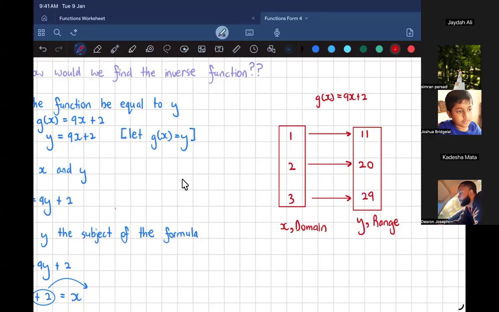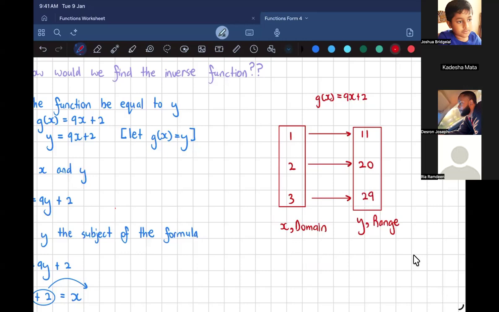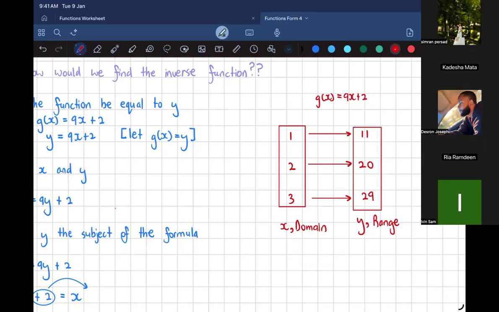I'm going to quiz the Form 5 people. Simran, Jira, Joshua, Kadisha, Desron. I don't understand what's going on there. I'll be basically plugging in x into the function and getting y. I don't understand what's going on there. Yes, sir. Nice. Cool.